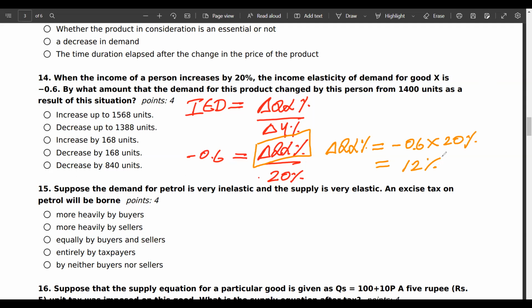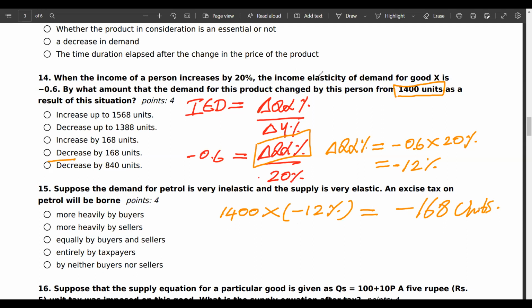Then what did we do? We know the percentage change in quantity demanded is minus 12%, and that we know the original quantity demanded was 1400. So from 1400, how much is minus 12%? That's what we found. We took the quantity demanded originally, which is 1400, multiplied it with minus 12%. That meant quantity has changed by minus 168 units. The answer is the fourth one. That's how you do this question.